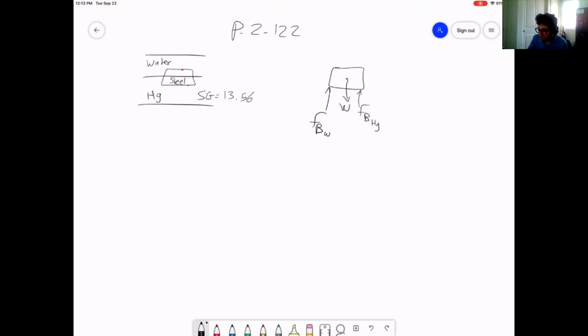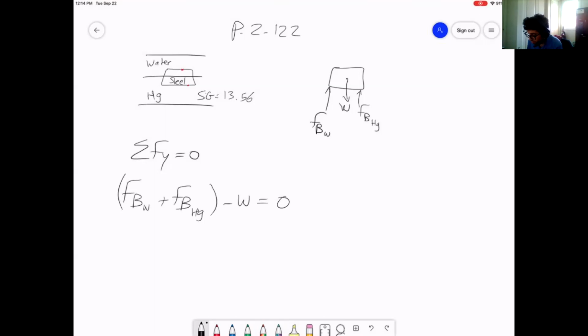So you want to write the summation of forces in the y direction now? Yeah, the summation of forces in the y direction equals 0, and it would be the buoyant force of water plus the buoyant force of mercury minus the weight of the steel block equals 0. Okay, great.